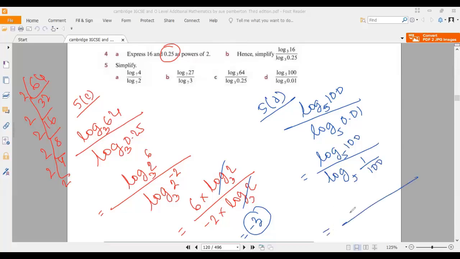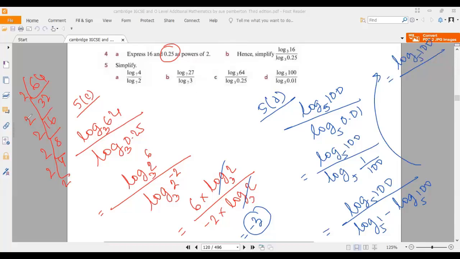So by using the logarithmic idea, we can say log base 5 of 1/100 will be log base 5 of 1 minus log base 5 of 100. Or we can say log base 5 of 100 will be the numerator and the denominator will be log base 5 of 1, which is 0, minus log base 5 of 100. Log of 1 in any base is 0, but the base should be a positive value.